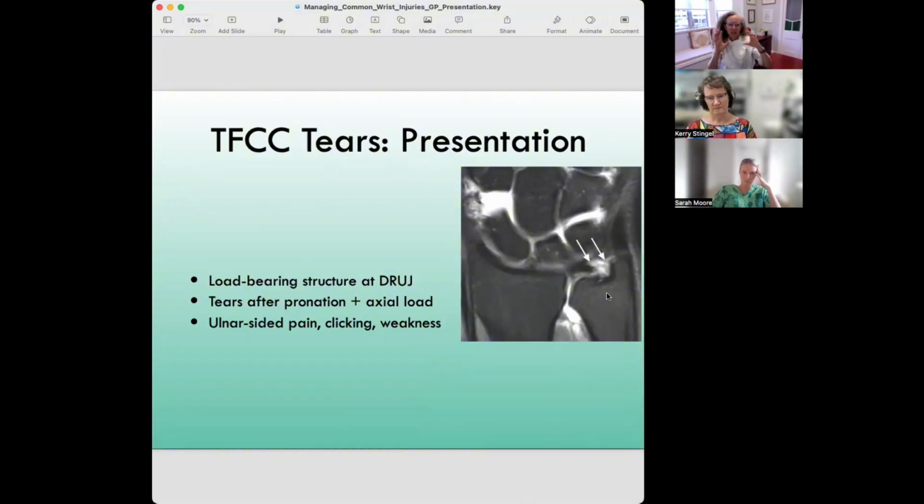The TFCC is the load-bearing meniscus for the ulnar half of the hand. So it captures the hand when they go into ulnar deviation as soon as they want to pick anything up, and it's incredibly important in their grip strength.